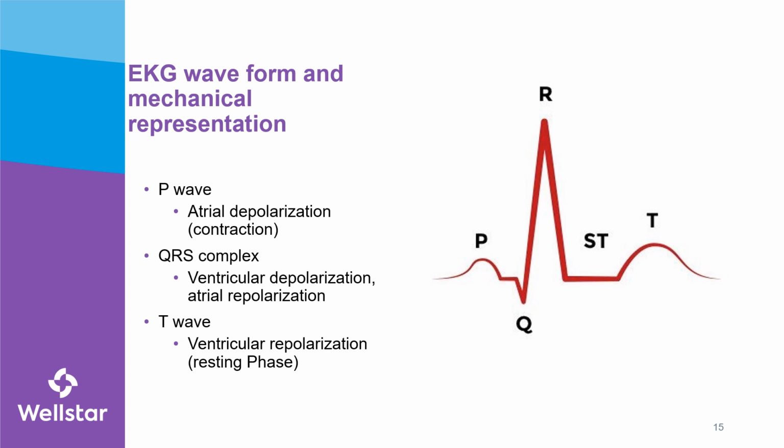You have your QRS complex. This represents ventricular depolarization, and you don't see it, but at the same time, atrial repolarization is occurring within that. What you see on an ECG is the net energy output. So that QRS is going to be a lot stronger. It's going to have a lot more electricity than that atrial repolarization. So we're only going to see that QRS complex. And our T wave. T wave represents ventricular repolarization, or the resting phase.